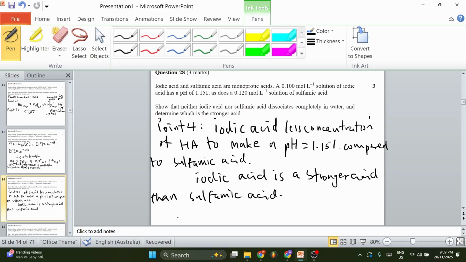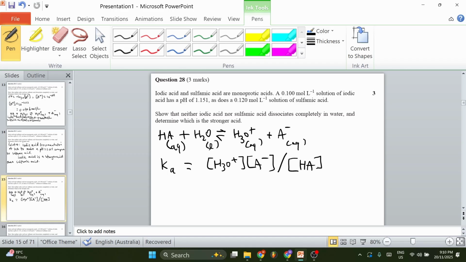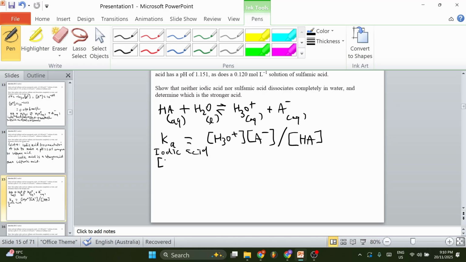Alternatively, we can work out the Ka value for both iodic acid and sulfamic acid and do a comparison and see which one is more right-hand side of the equation. So then let us write this out. We're going to be using the ICE method because Ka is involved. So we again write our generic equation. So that will be true for both iodic acid and sulfamic acid. Let's do iodic acid first, and we denote that as HA. So HA is 0.100 moles per liter. The concentration of H3O+ and A- is the same because it's of a 1-to-1 ratio.